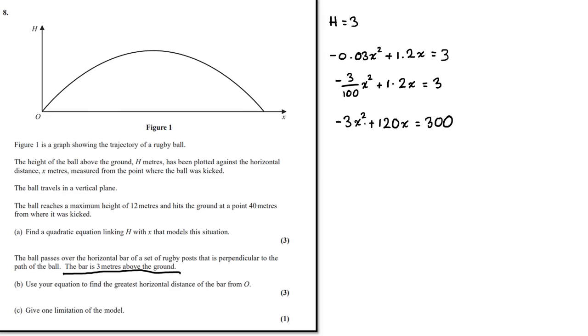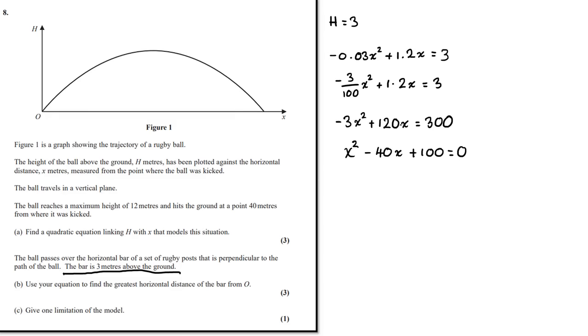And then what I want to do is make this quadratic x squared if we can. In this case, we can just divide through by minus 3 here. So I'm going to get x squared. I'm going to get minus 40x. And then finally, I'm going to get minus 100 here. But if I take it across the other side, that would become positive. So it's plus 100 equals 0.